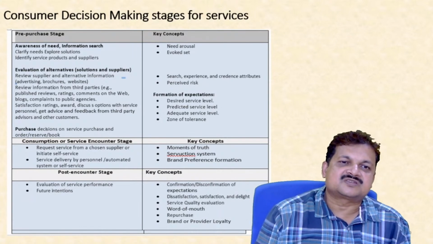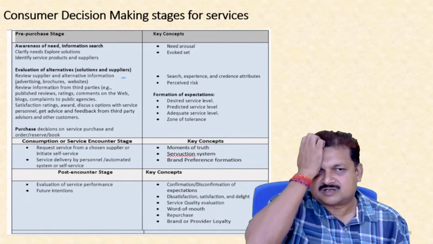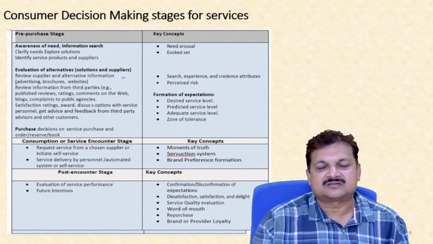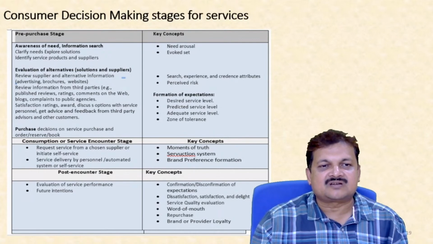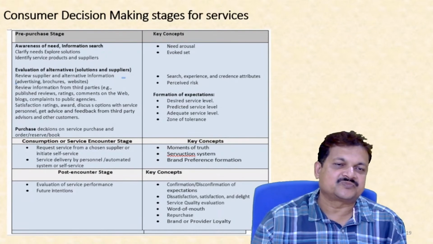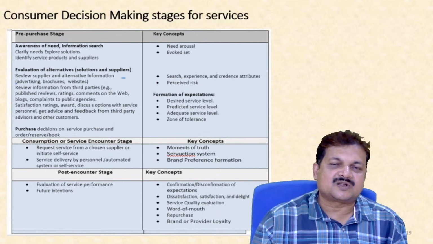Now, the consumption or service encounter stage. Service encounter stage means where people, or the client, are interacting with the service provider. Request service from a chosen supplier or initiate self-service. If you are getting self-service, then product quality can be judged, and how quickly the service is being given to you. The second case is if the chosen supplier is going to provide it; the supplier is responsible for how to provide this kind of services. What precautions have they taken so that the product comes in the right quantity or right position. These are the things they mostly do.